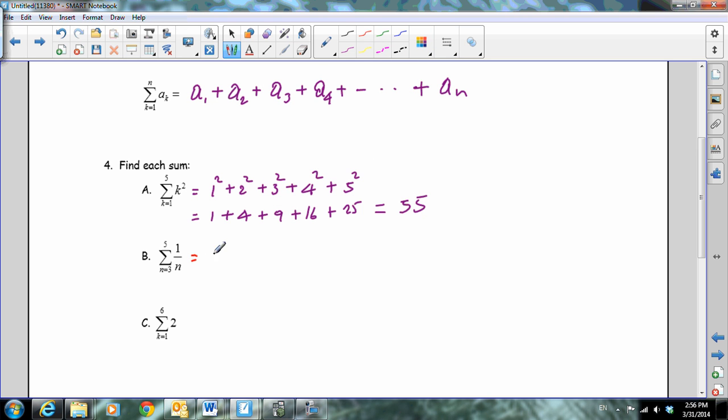b is the sum of 1 over n, so it's starting at 3, so it's 1 over 3 plus 1 over 4 plus 1 over 5, which is equal to, find a common denominator, you should end up with 47 over 60.